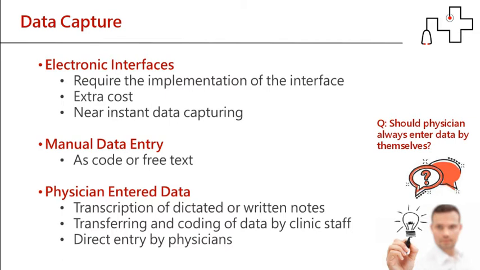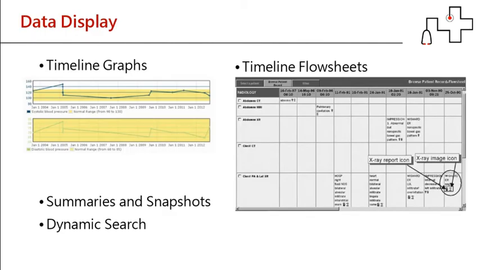Physicians' notes can be entered into the EHR via one of 3 general mechanisms: transcription of dictated or written notes, transferring and coding of data by clinic staff, and direct entry by physicians. Once stored in a computer, data can be presented in numerous formats, such as timeline graphs, timeline flowsheets, summaries, and snapshots, for different purposes.